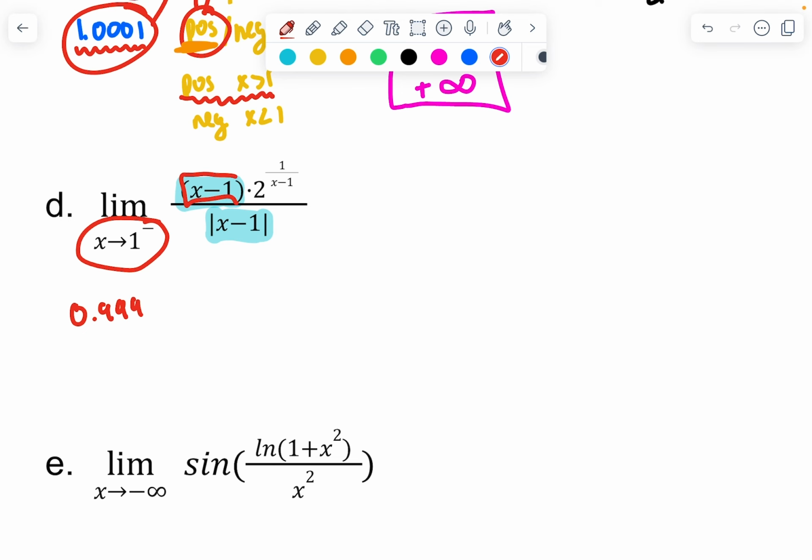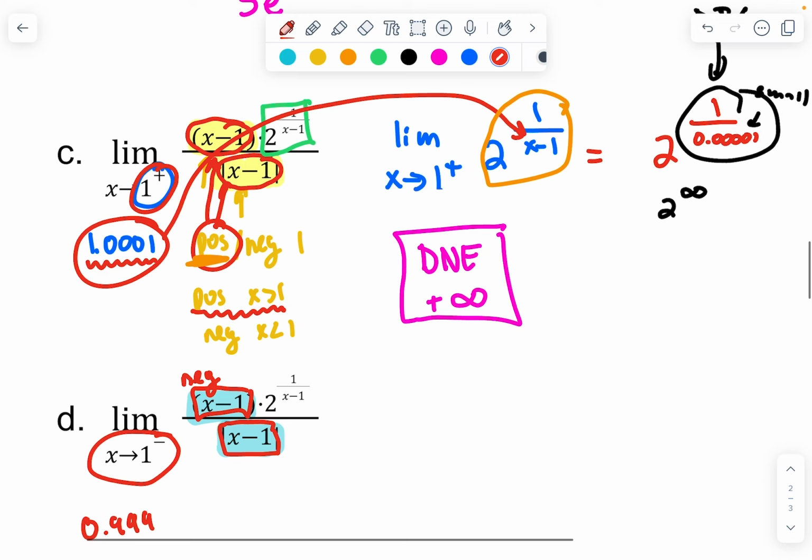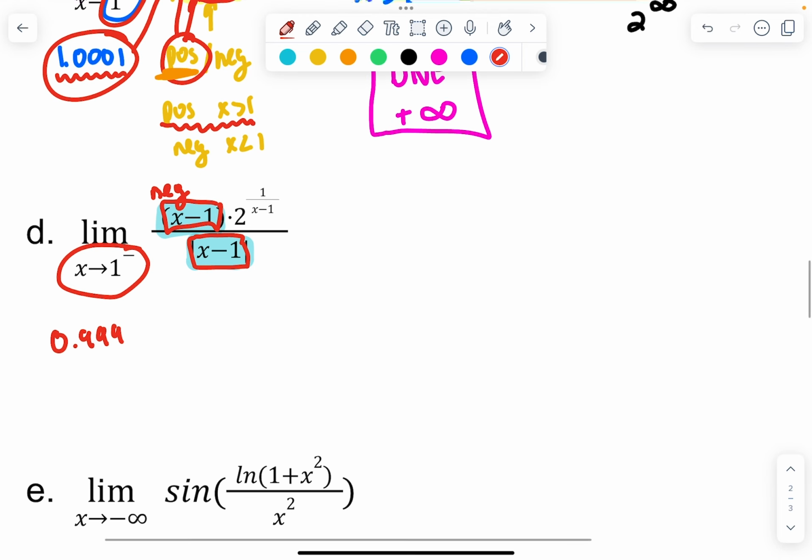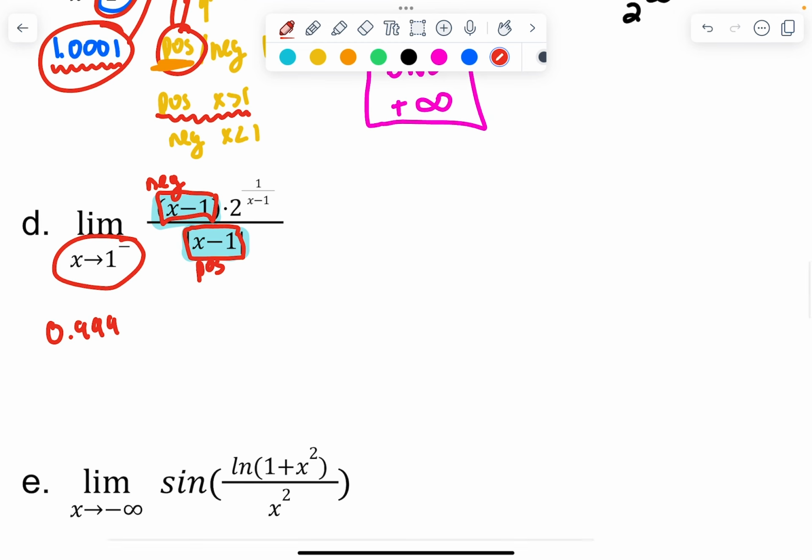Okay, so this is going to be slightly less than 0, which means it's going to be negative. And this is going to be positive, but also slightly more than 0, I guess. But the point is negative over positive, that will be essentially negative 1. So this is equivalent to the limit as x approaches 1 from the left of negative 1 times 2 to the 1 over x minus 1.